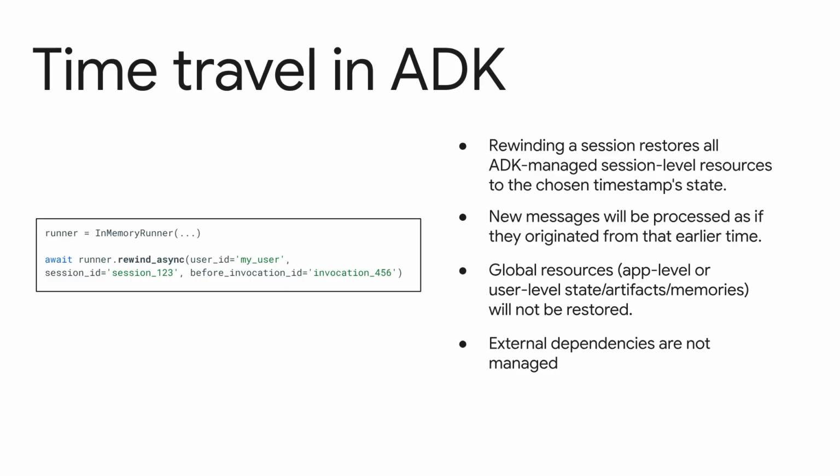Now, let's look at how we implement this inside the ADK. As you can see in the code snippet on the left, we use the rewind_async method. This essentially takes the runner and rolls the session back to a specific invocation ID or timestamp. When we do this, two important things happen. First, all session-level resources are restored to that exact moment. And second, any new messages you send are processed as if they originated from that past timeline. It creates a seamless way to fork or retry conversations programmatically.